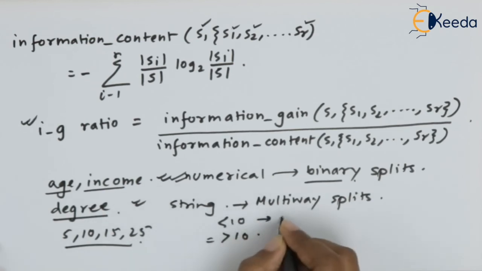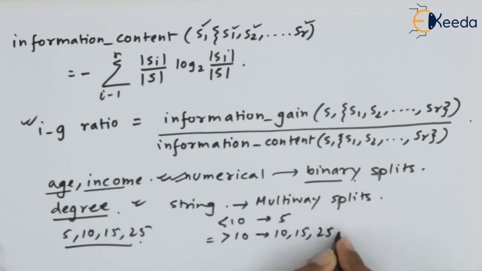Now based on this we can have 5, 10, 15, 25 as a result of this split. But we cannot have something like less than bachelors or greater than masters, because there are many degrees that are more than masters and many degrees that are less than bachelors. So this is more possible with a numerical value to go for the best splits, because numerical attributes are better partition attributes, whereas categorical values are better classifiers.